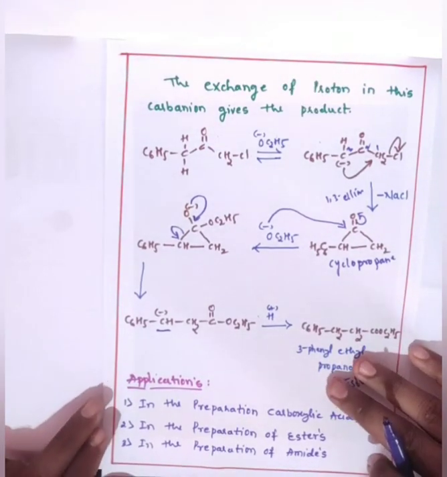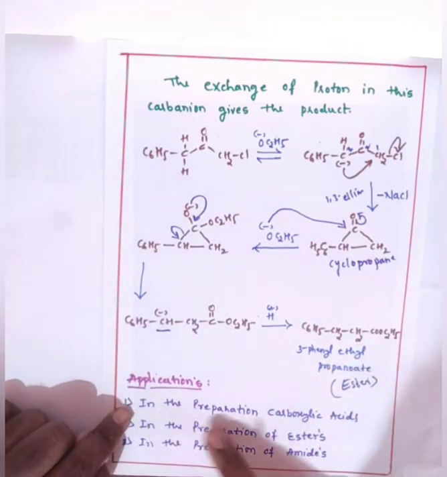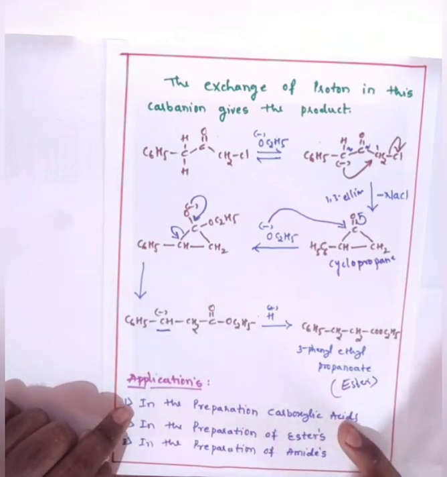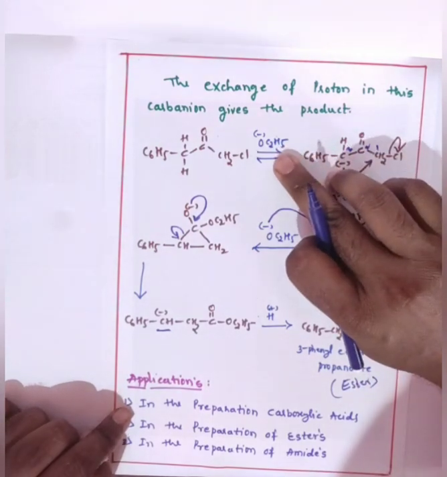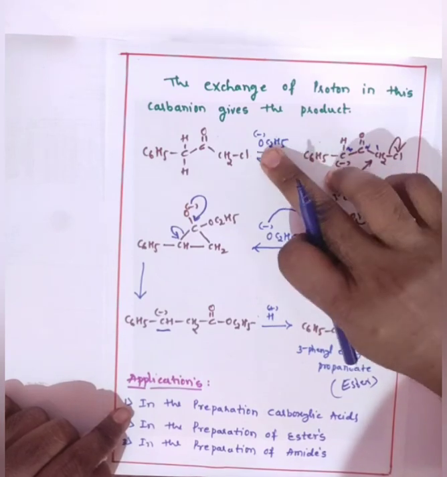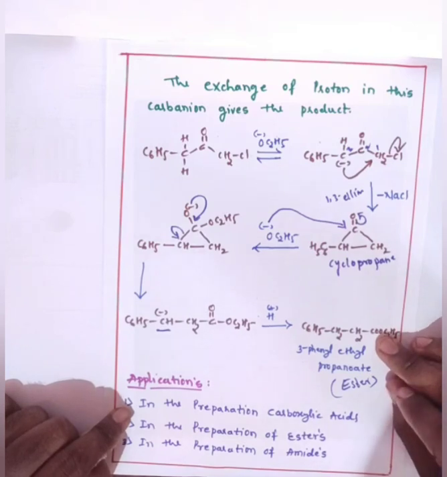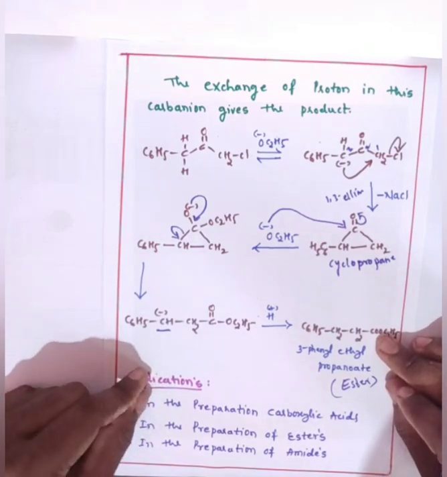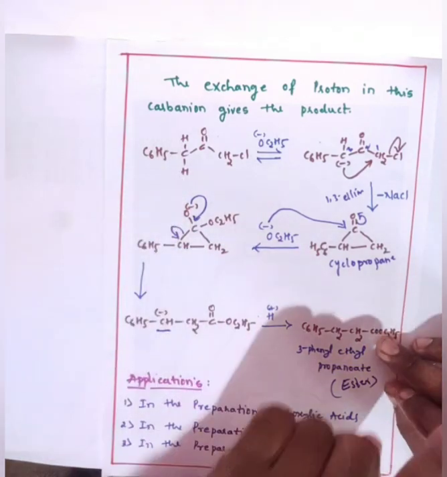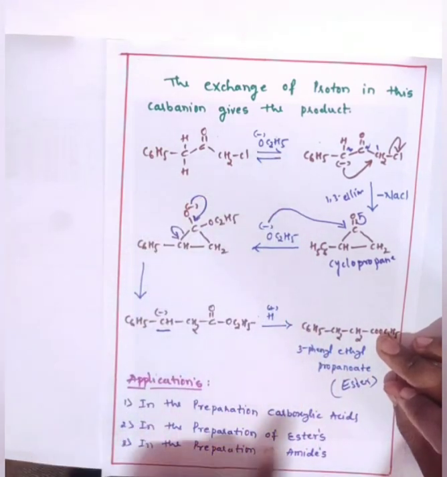Some of the applications of the Favorskii rearrangement reaction are, first, in the preparation of carboxylic acids. Instead of using sodium ethoxide, if we use sodium hydroxide, the final product is the carboxylic acid. So one application of the Favorskii rearrangement reaction is that we can convert alpha haloketones into carboxylic acids in the presence of the reagent sodium hydroxide. That is the first application.